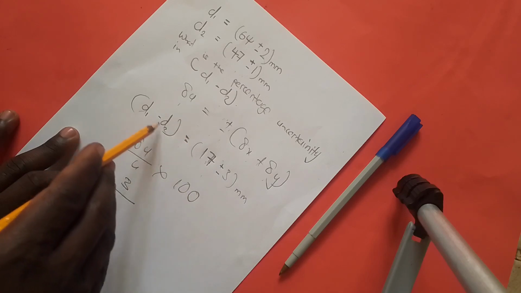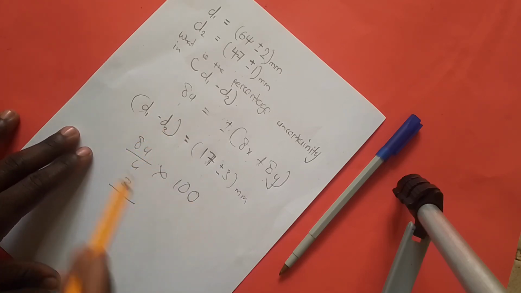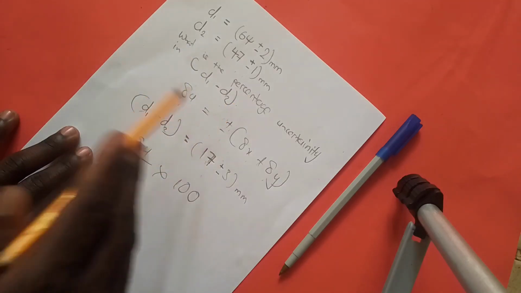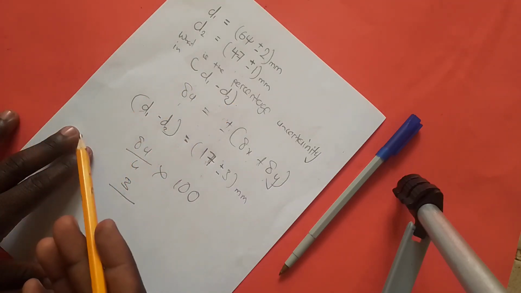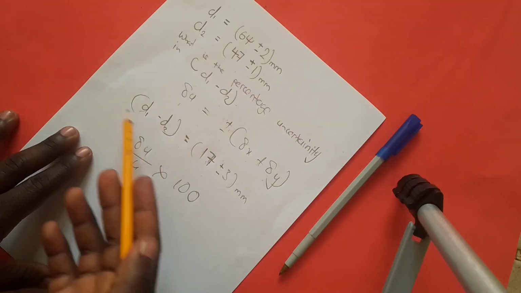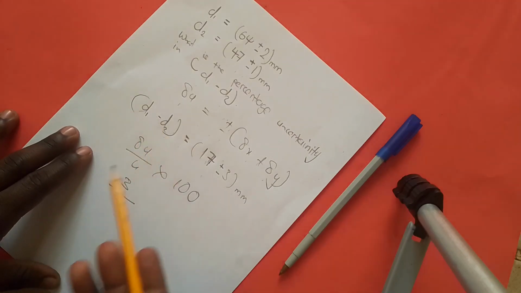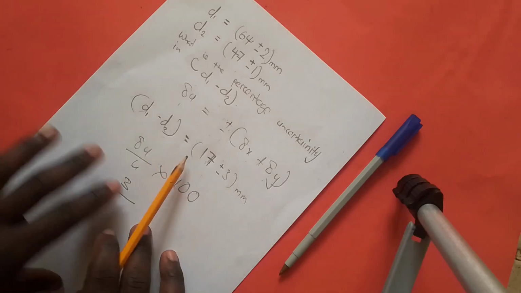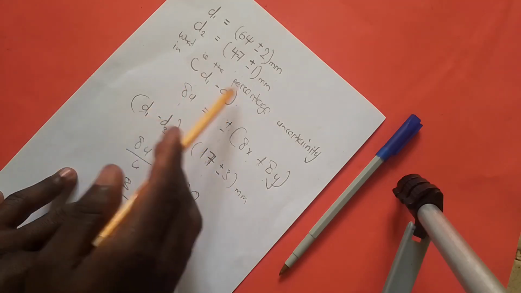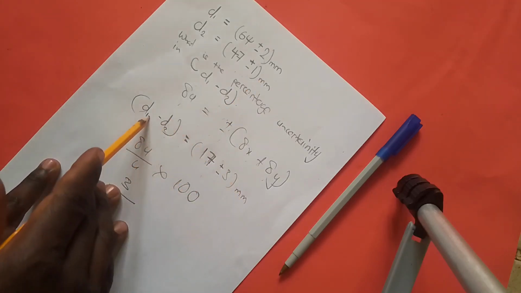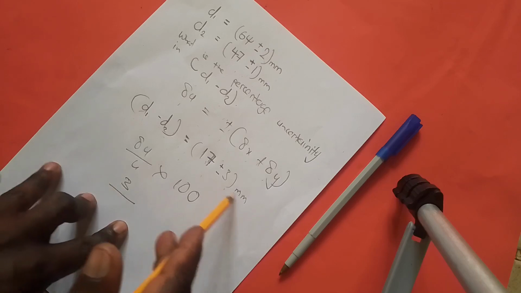Plus or minus the absolute error in d1 minus d2. As I mentioned earlier, whether you're adding or subtracting, you just add the uncertainties or absolute errors. The absolute error in d1 is 2 and in d2 is 1. Whether we were adding d1 and d2 or subtracting them like we are now, the absolute errors are just added in both cases. So 1 plus 2 is 3, and the absolute error in d1 minus d2 is 17 plus or minus 3 millimeters.